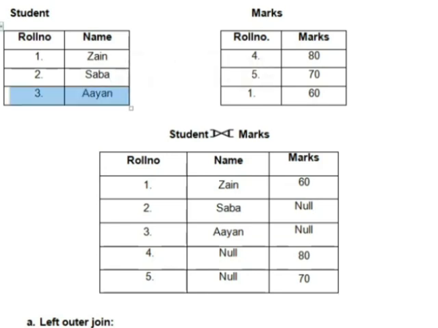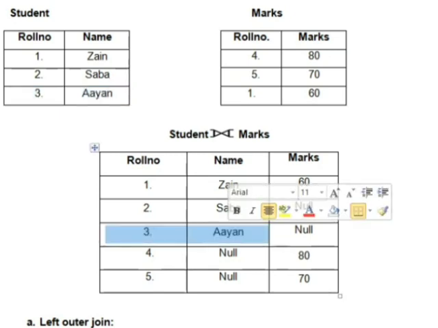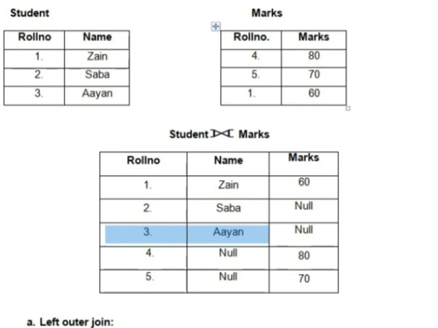Then 3 Ayan. We'll write 3 Ayan and then again we'll search for the marks. Again here for roll number 3, we don't have marks. So we'll write a null value. These are all the tuples of the first relation, that is the student. Now we will move forward and see all the tuples from the second relation, that is marks.